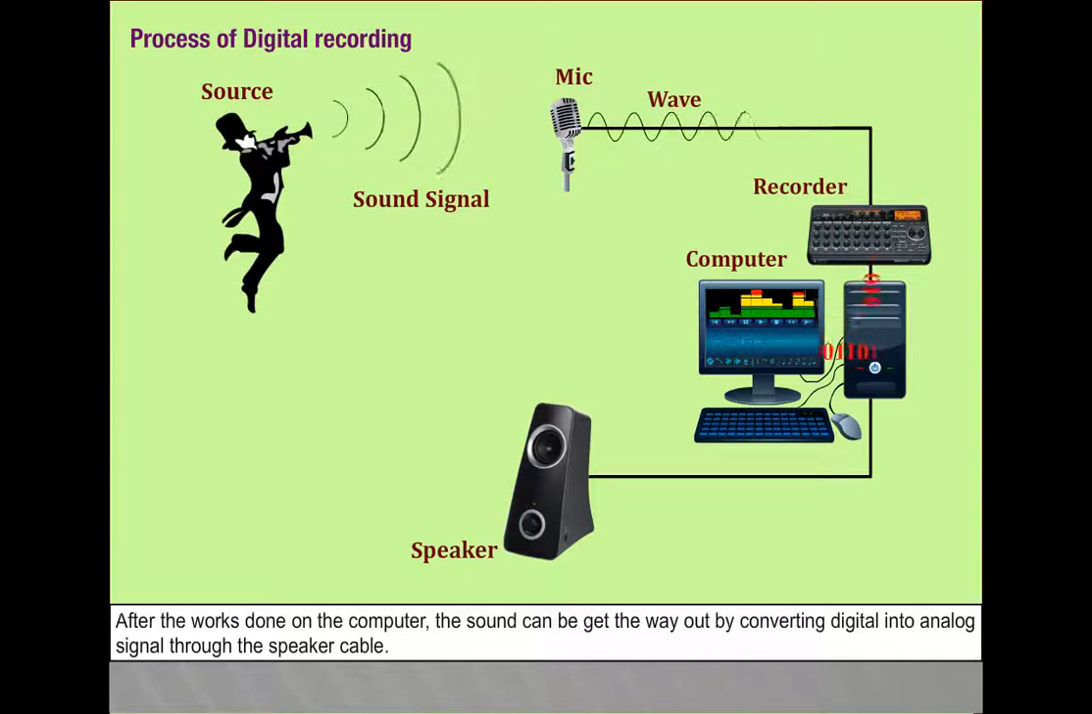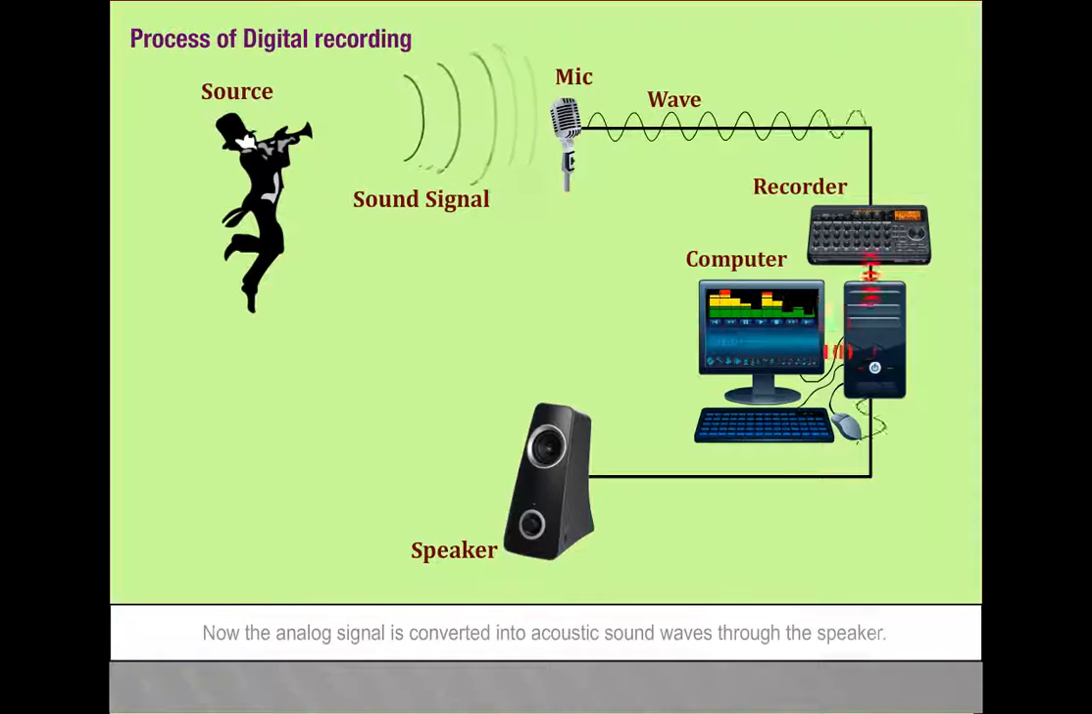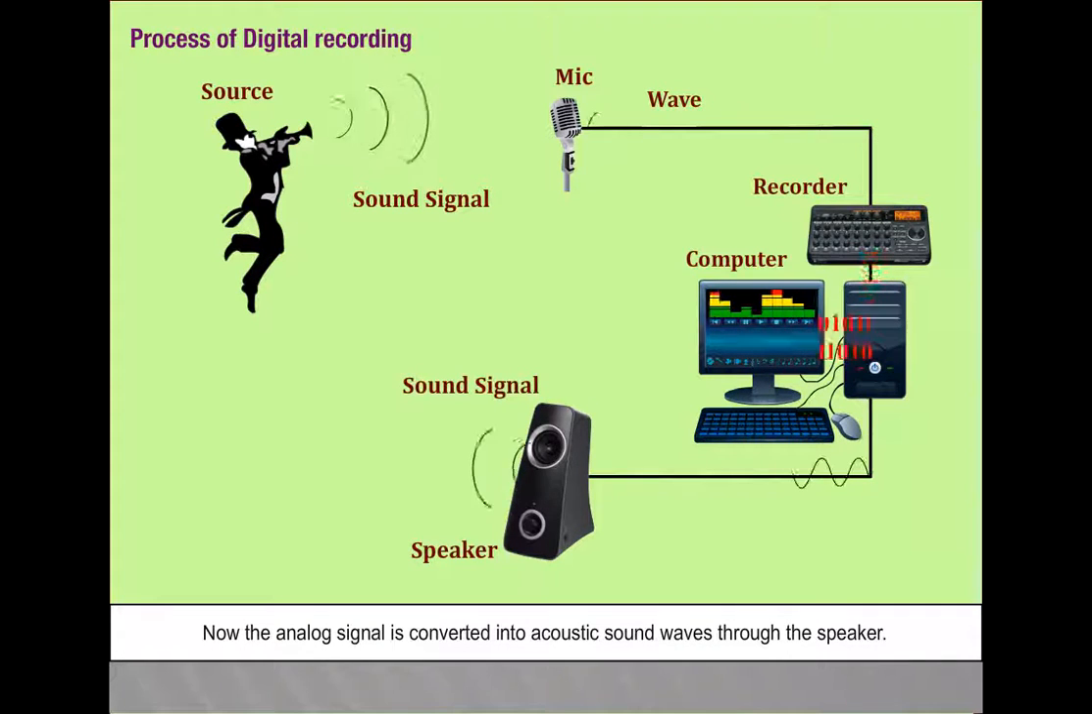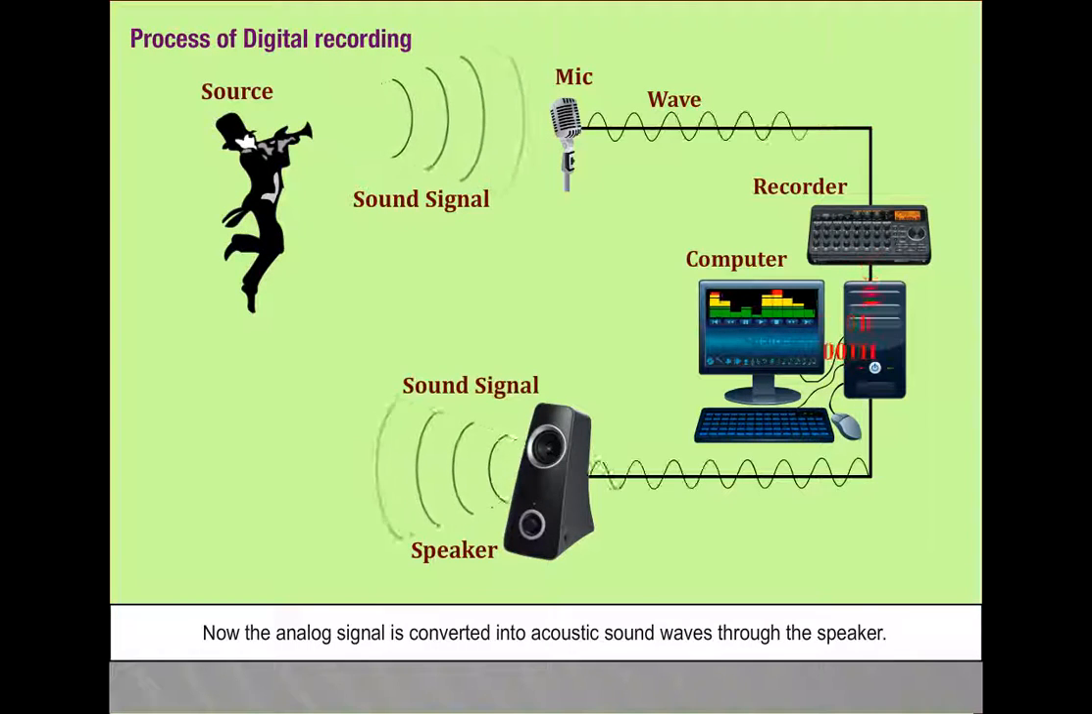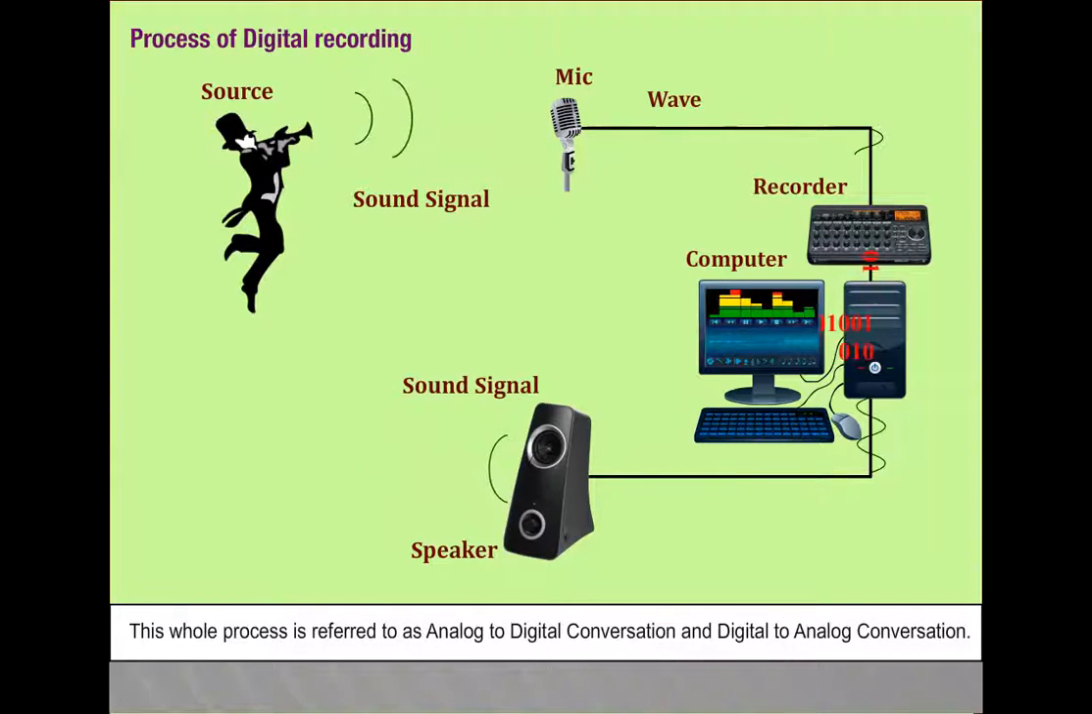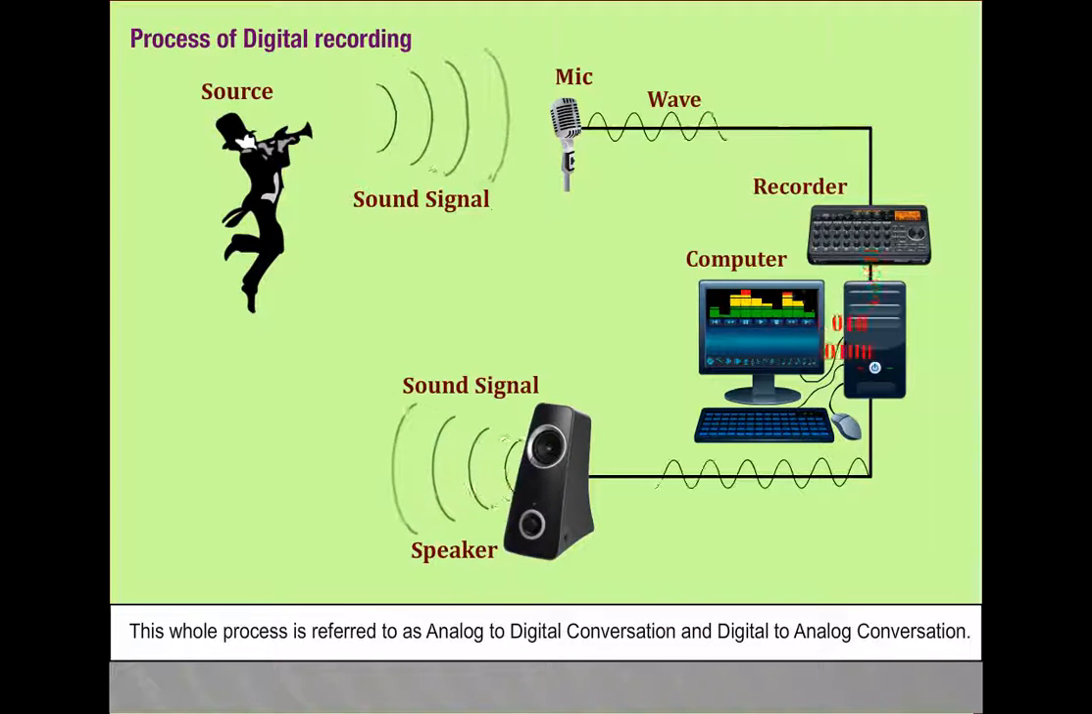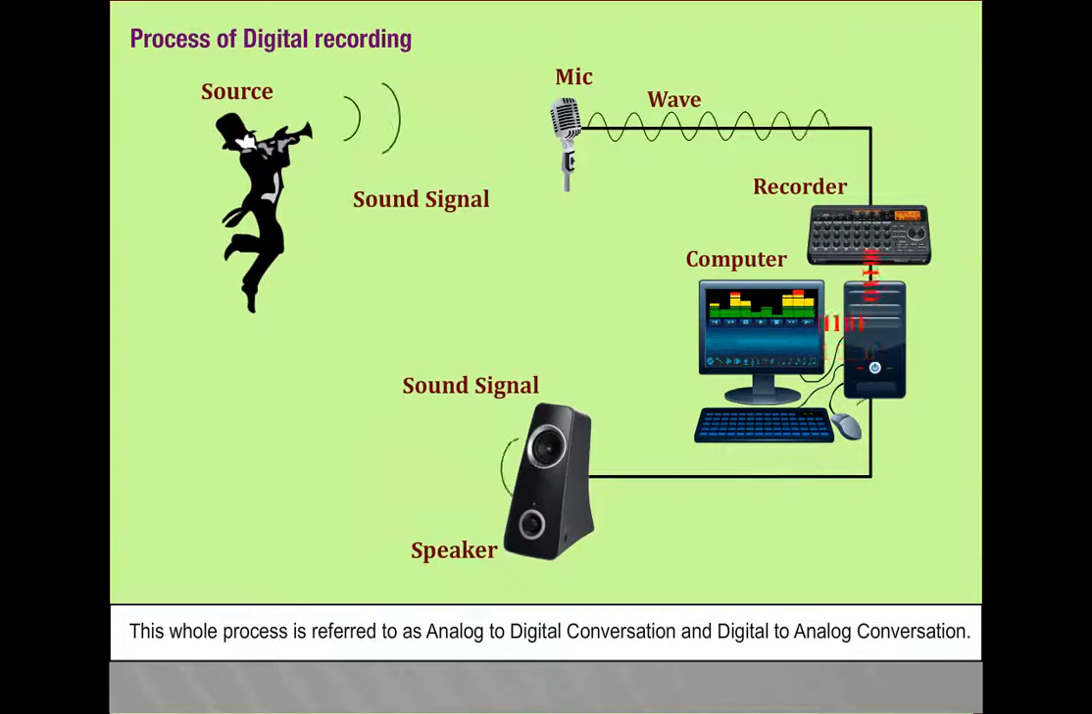After the work is done on the computer, the sound can get out by converting the digital signal into an analog signal through the speaker cable. Now, the analog signal is converted into acoustic sound waves through the speaker. This whole process is referred to as analog to digital conversion and digital to analog conversion.